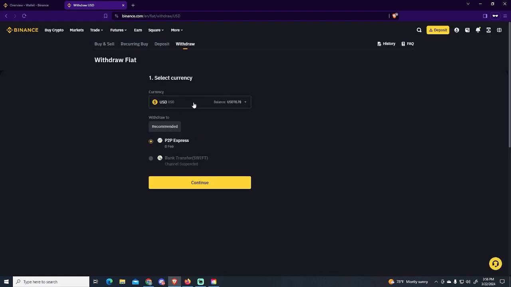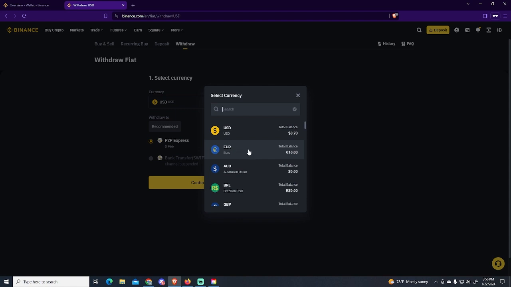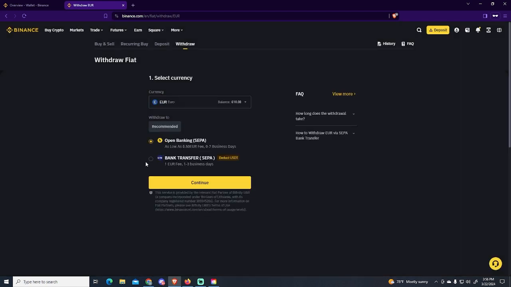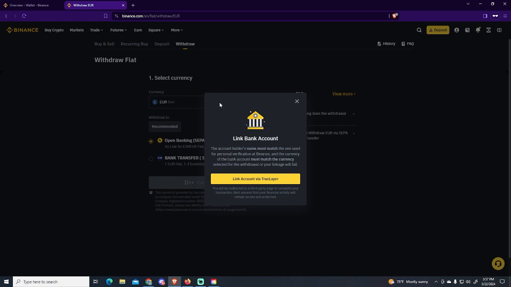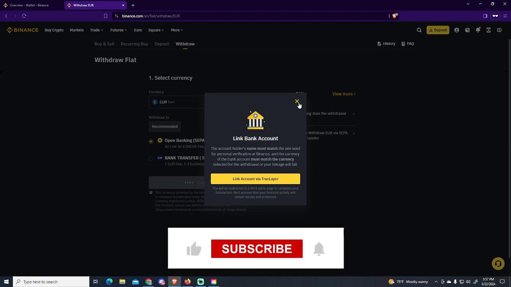And choose your currency, in my case euro. You can see I have 10 euros, and here we just choose between these two options. We can see there are different fees. Just choose the one you like and continue. Now in this case I don't want to withdraw my money, but you will need to link your bank account in order to get the money, but I don't want to do it, so I will just close it.